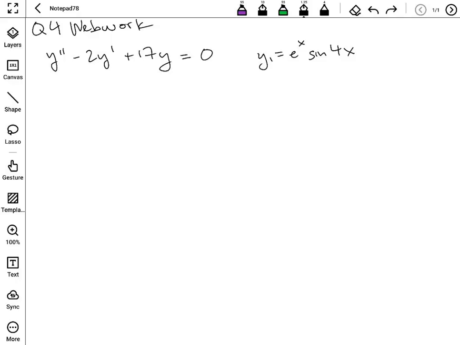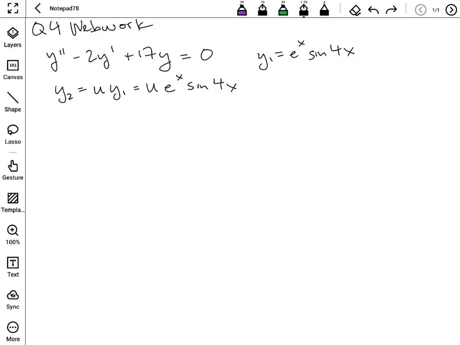So when we have a reduction of order problem, we start by assuming that y2 is given by some unknown function u times y1. And the entire process is just to try and find that u. So for us, it's going to be u times e to the x sine 4x. And in order to find out what u is, we're going to plug y2 into the differential equation and find conditions for u that will make the whole thing satisfy our ODE.